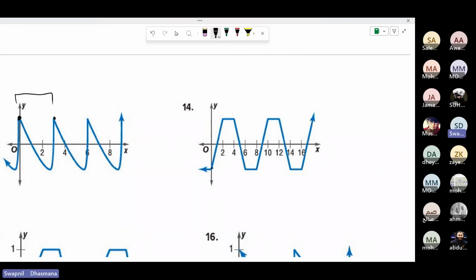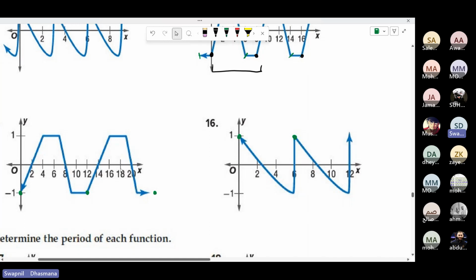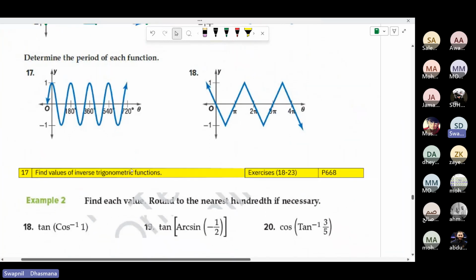What is the period here? From this to, I think, this, and then this. Or you can also say from here to here, it depends. Same. What is the period? So from here to here, from here to here, from here to here. Moving on. So all these are same.